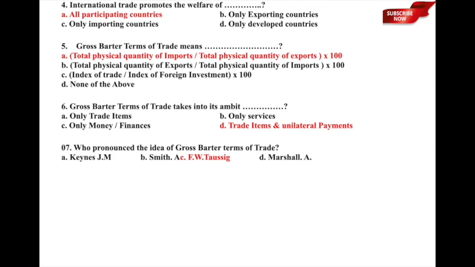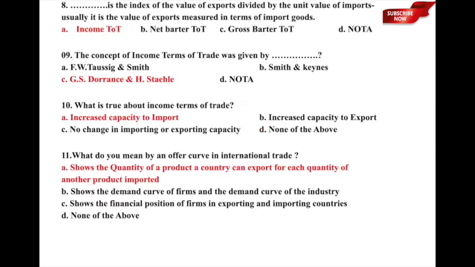So, here the idea of gross barter terms of trade was first put forth by none other than F.W. Taussig, and therefore option C, F.W. Taussig, is the correct answer to this particular question, which talks about the idea of gross barter terms of trade. I hope that is clear. Let us now move to the eighth one.